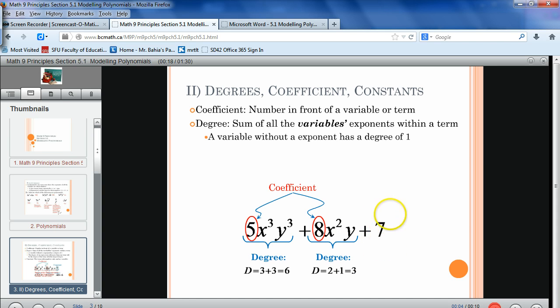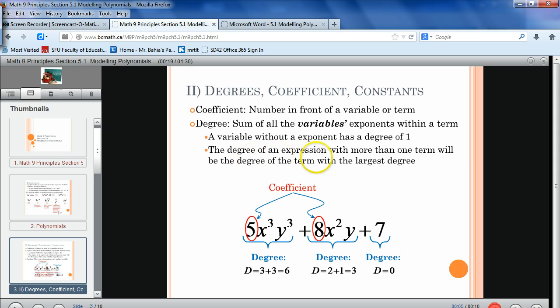Now, the degree of the entire polynomial is given as the highest degree. So we would say this polynomial has a degree of 6. So whatever the highest number is in the thing. And again, the 7 doesn't have any variables, so it's got a degree of 0.